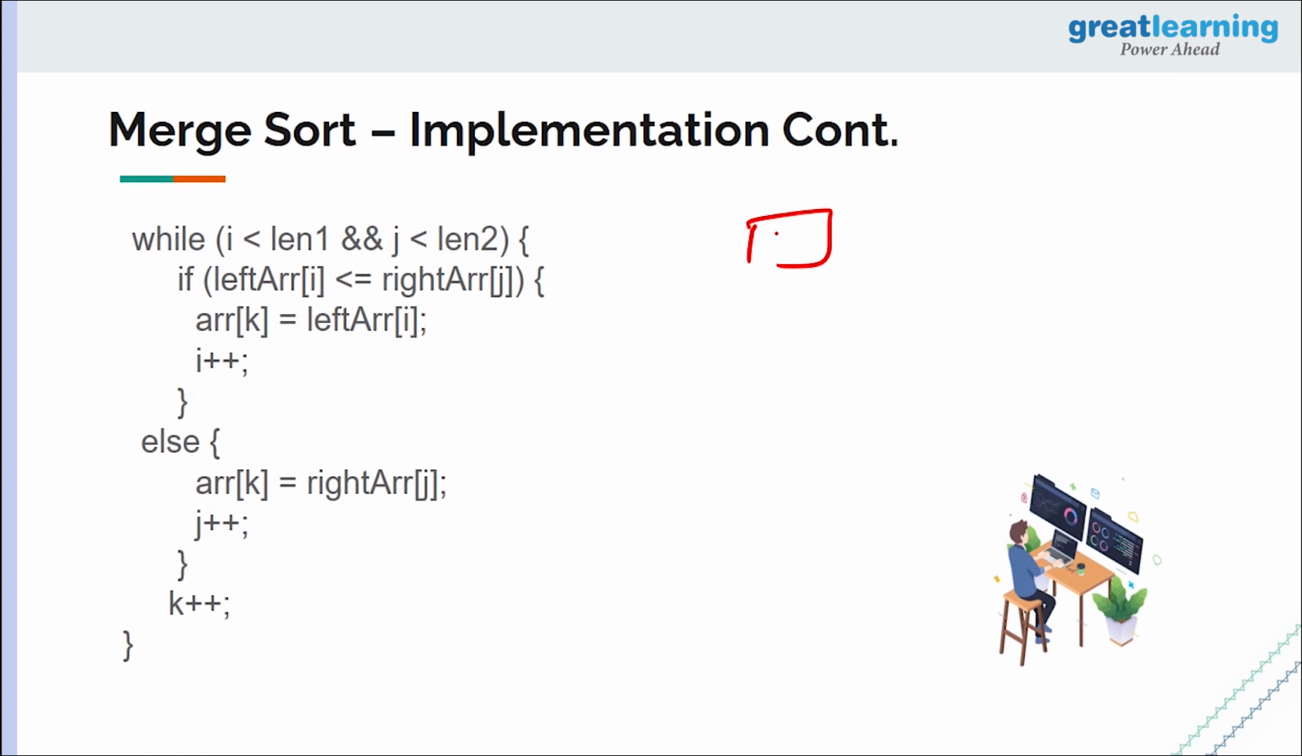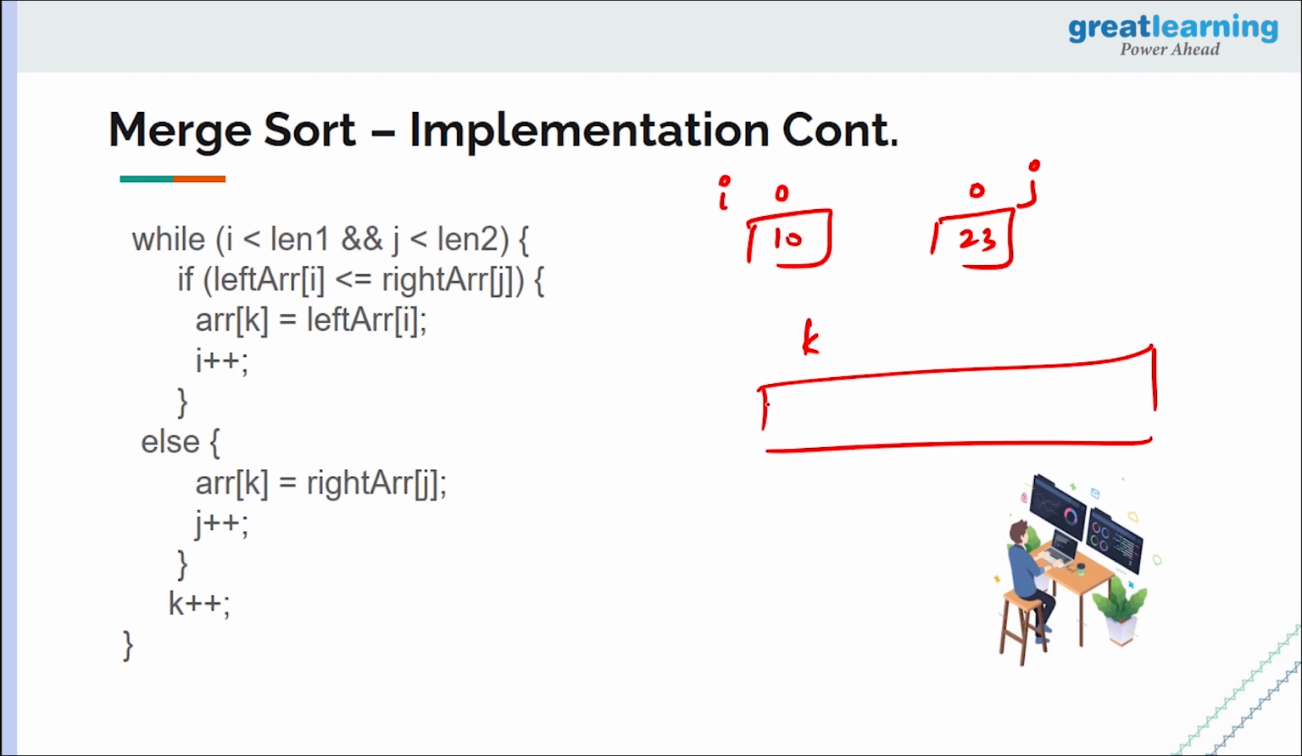Let's suppose you have this case 10 and 23, right? These indexes are 0 and 0. So this is your I and this is your J. And the K pointer is used for replacing elements in our original array, which is ARR, obviously. And this K points to index 0. The rest of the elements we don't require, because we are just dealing with these elements and replacing them. So this K pointer points to index 0.